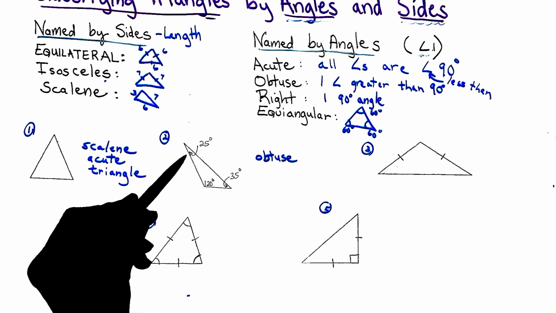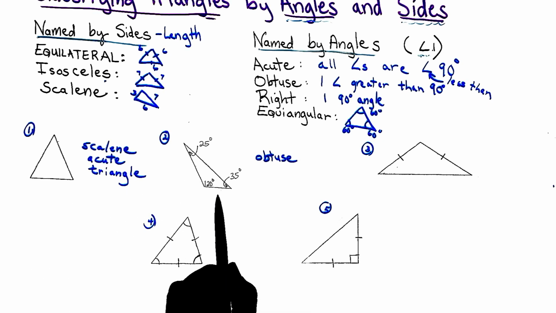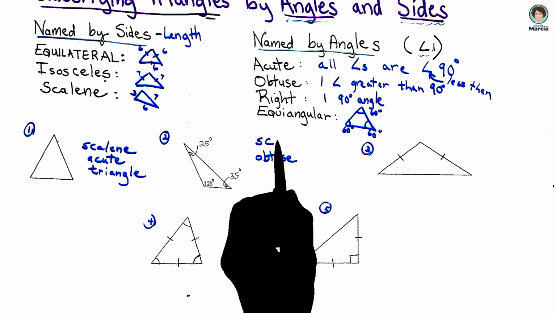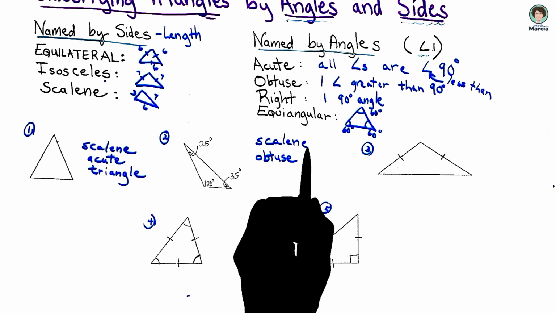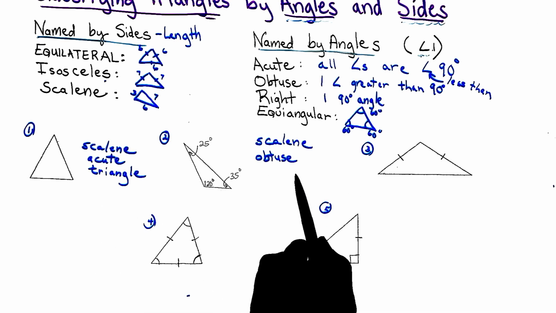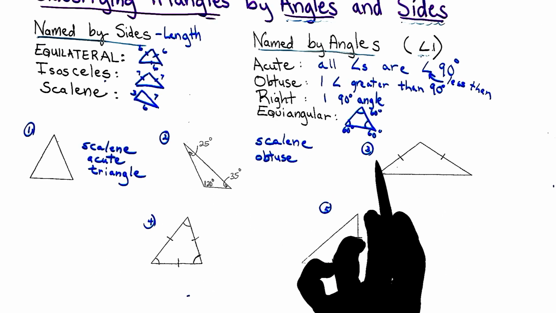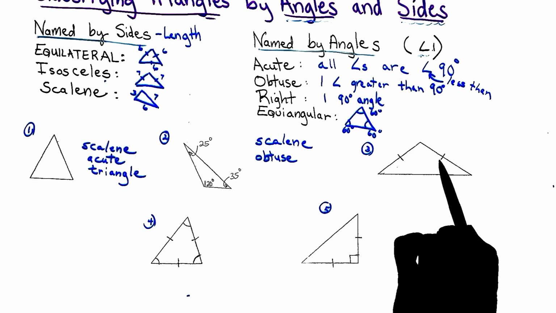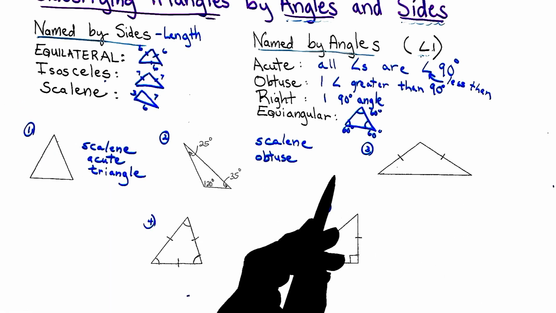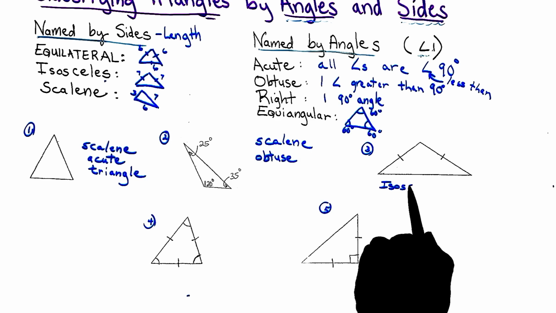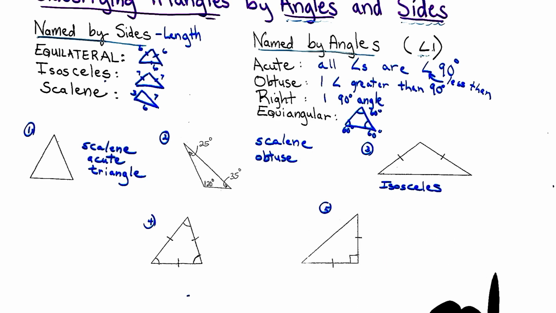And I'm looking at the sides. Again, they're not labeled. I can't really tell. So this is actually a scalene obtuse triangle. And it doesn't matter the order that you put the words. All right, for number 3. Well, notice I do see that these 2 legs are marked. So looking at my sides, I know that this is definitely an isosceles triangle.